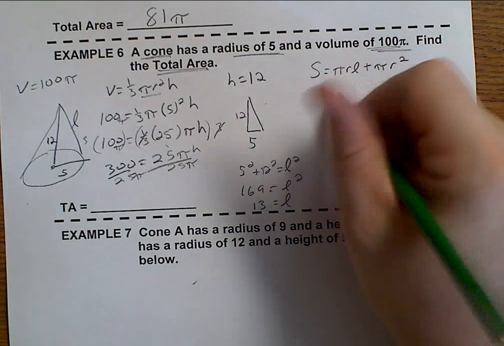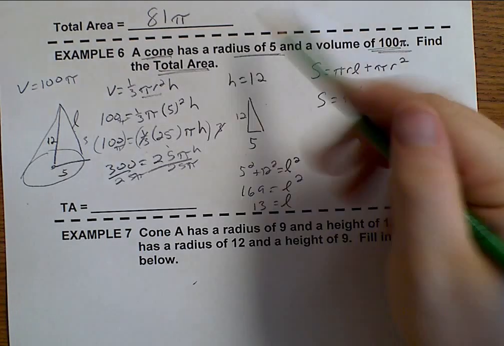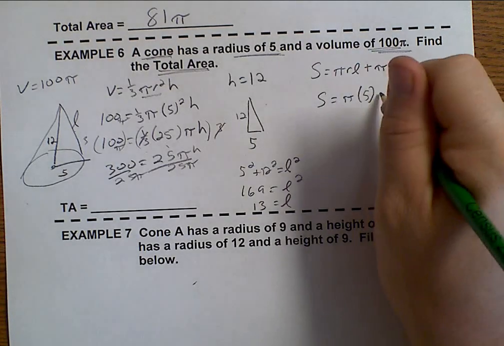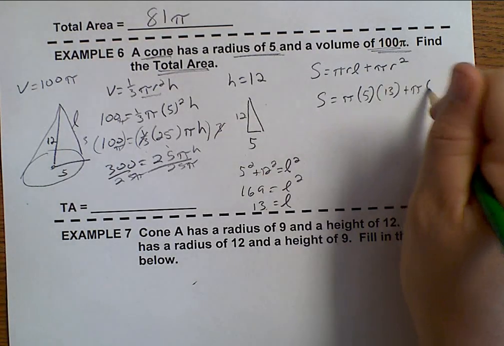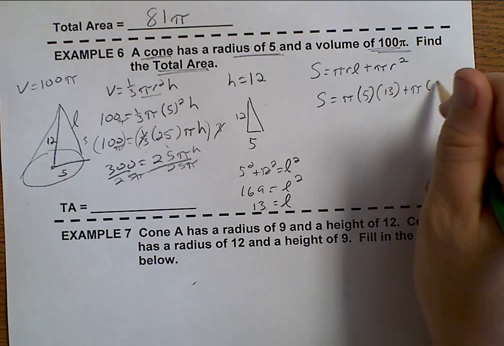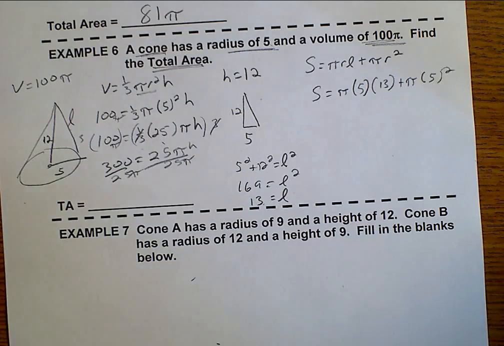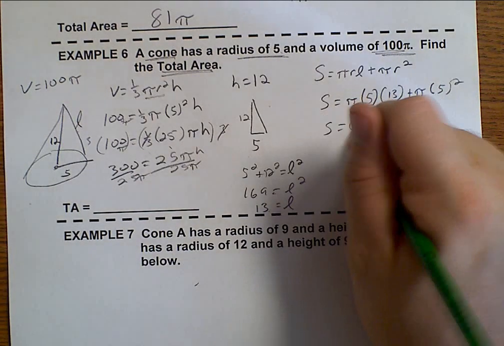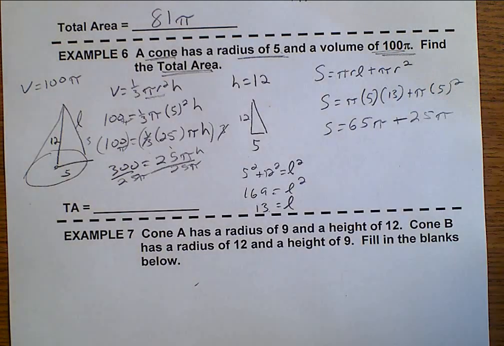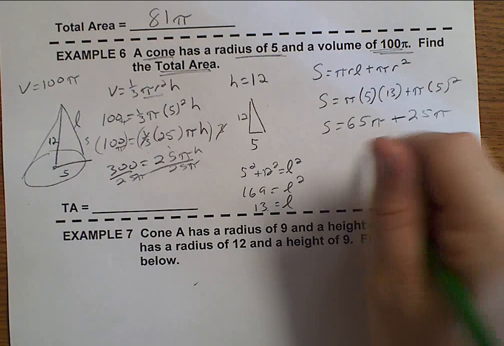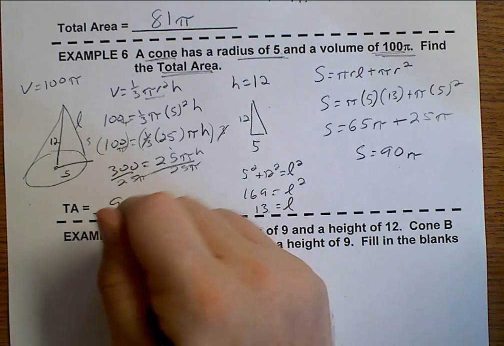So now, my surface area equals pi times my radius of 5 times my slant height of 13 plus pi times my radius of 5 squared. So 5 times 13 is 65. So surface area equals 65 pi plus 25 pi. And 65 plus 25 equals 90 pi. So my total surface area is 90 pi.